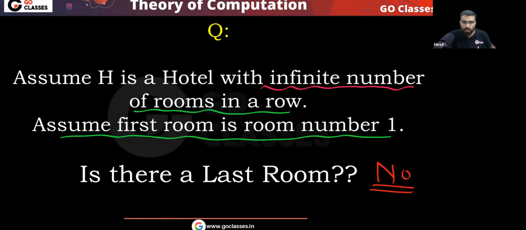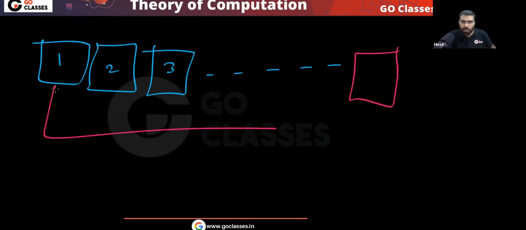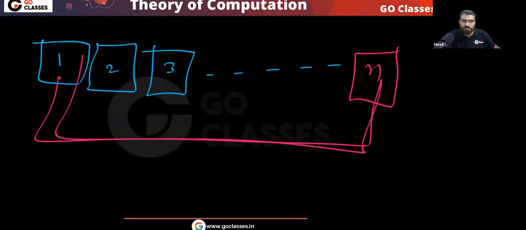The first room is room number 1. Then this is your room number 2. This is your room number 3. So like this you have an infinite hotel, so there is no last room. Yes or no? If there is a last room, then what will happen? If you assume this is the last room, then this is a finite number of rooms.